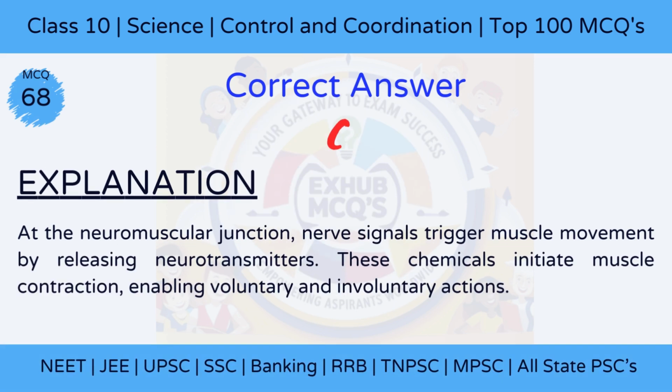The correct answer is option C. Nerve signals trigger muscle movement. Explanation: At the neuromuscular junction, nerve signals trigger muscle movement by releasing neurotransmitters. These chemicals initiate muscle contraction, enabling voluntary and involuntary actions.